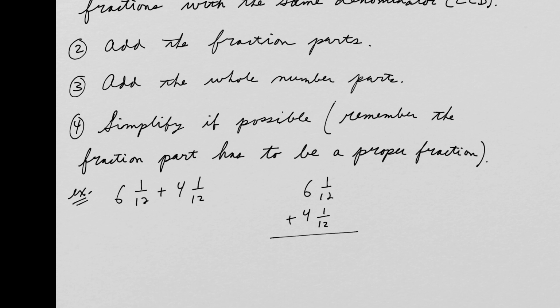So 1/12 plus 1/12 is 2/12. And then the next step is add the whole number pieces. 6 plus 4 is 10. But then you want to simplify the fraction piece. It is a proper fraction, so we're okay with that. But it can be simplified because 2 goes into both of them. So this can be simplified to 10 and 1/6. And that would be the answer. So this is equal to 10 and 1/6.